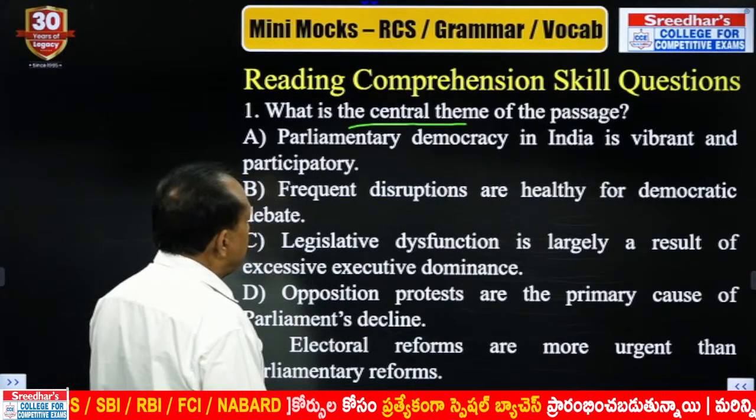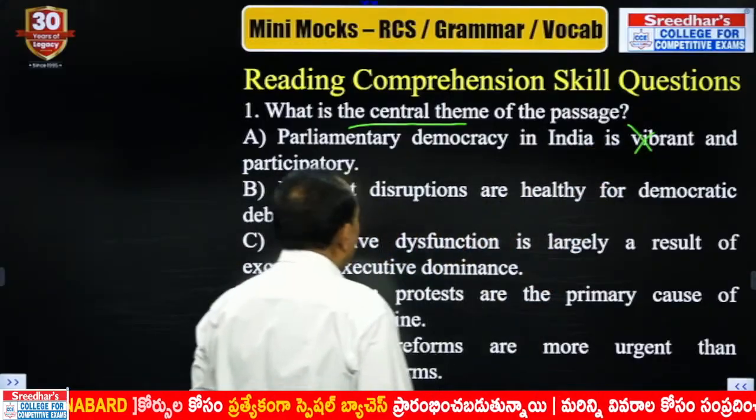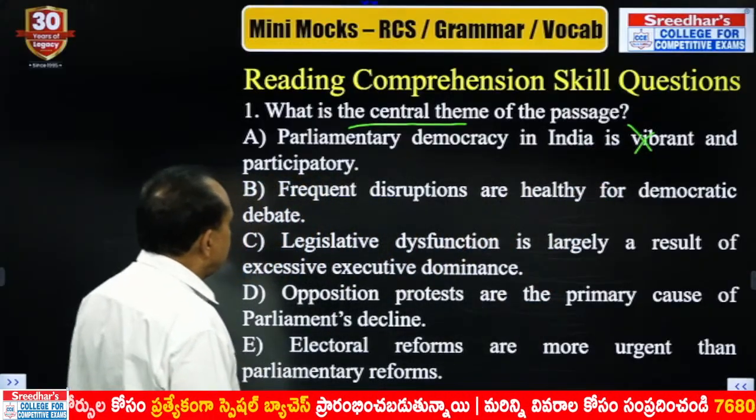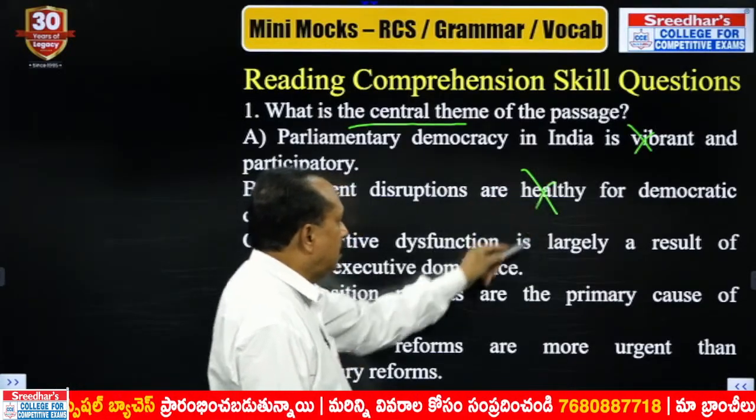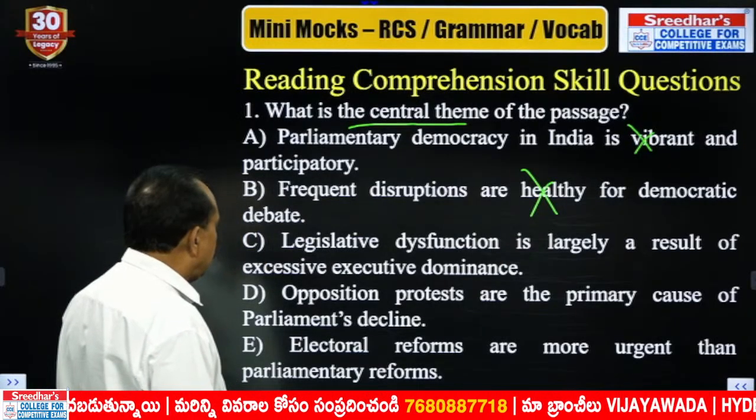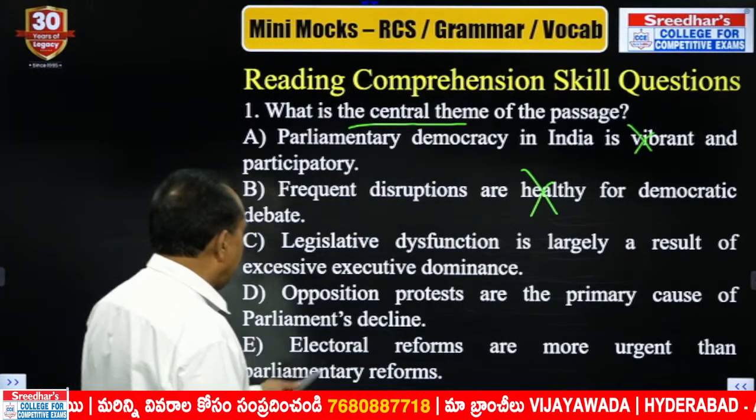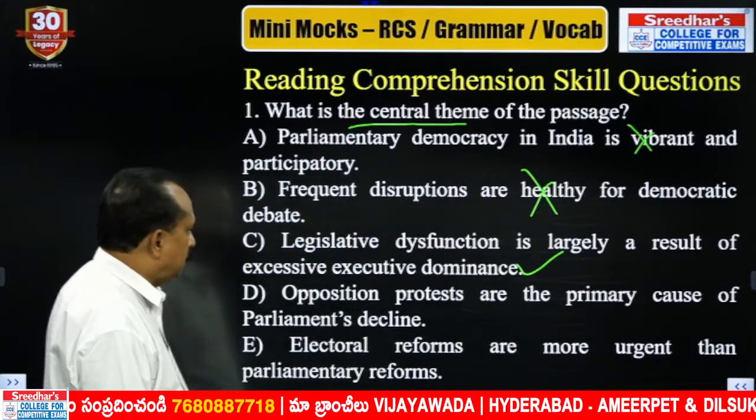Parliamentary democracy in India is vibrant. It is not vibrant. You cannot choose a positive word. Context is negative. Frequent disruptions are healthy, ridiculous. Legislative dysfunction is largely a result of excessive executive dominance. This is what the editorial says. What is the answer here? C is the answer.